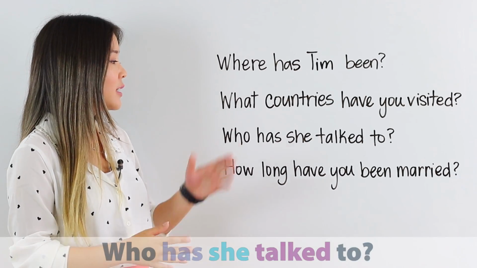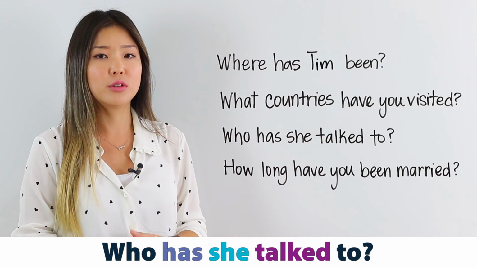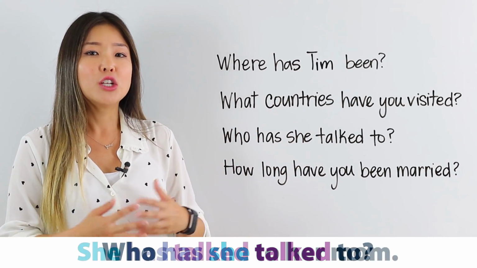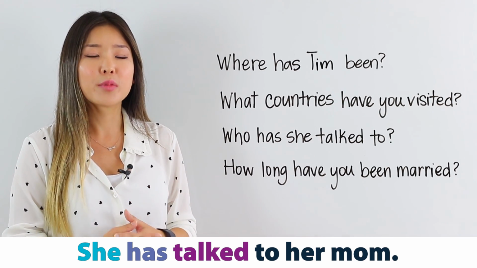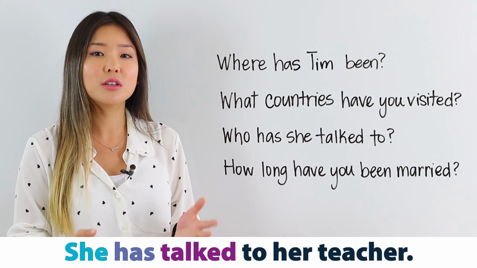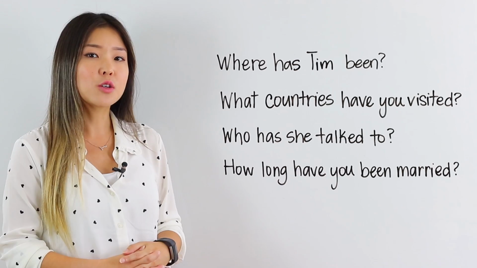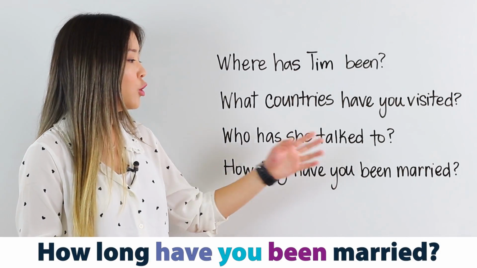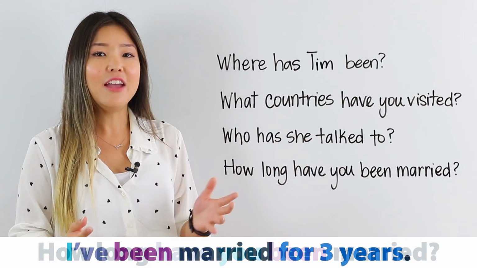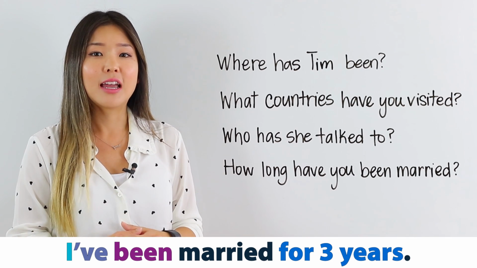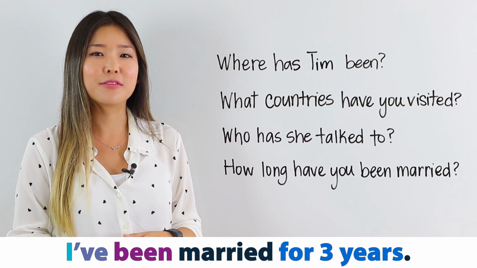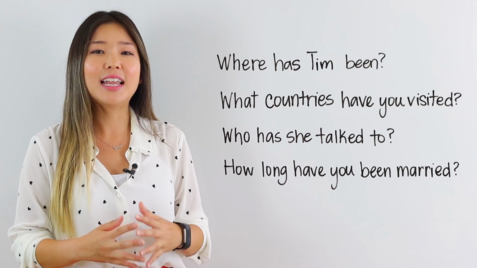The next question says, "Who has she talked to?" You can answer by saying, she has talked to her mom, or she has talked to her teacher. The next question says, "How long have you been married?" I've been married for 3 years. That's one answer that you can give. Great job, everybody. Let's move on.